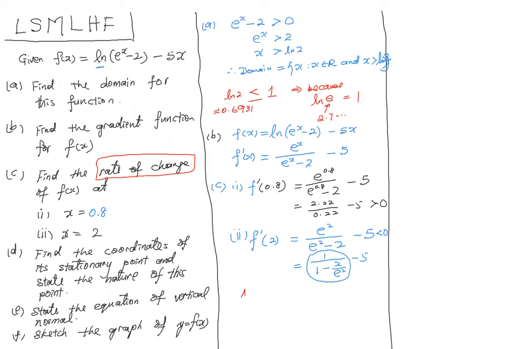So at x equal to 2, is y equal to f(x) increasing or decreasing? Increasing or decreasing? At x equal to 2, is y equal to f(x) increasing or decreasing? It is decreasing. So you have to know how to interpret this. So the graph is going down. Okay, good. So now, how am I going to do part D?